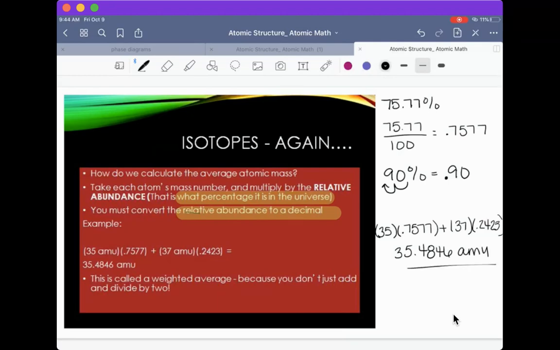Now, what you should be able to do is self-check yourself. Whenever you're figuring out these problems, you should be able to take your answer and compare it to that on the periodic table. Those numbers should be identical or extremely close. So this one's off just a little bit, and that's because we used rounded numbers instead of actual numbers.